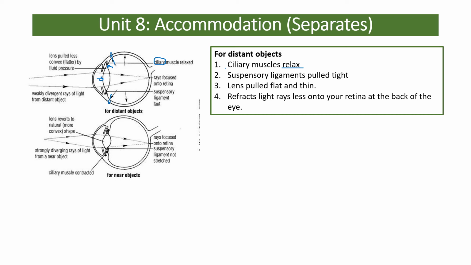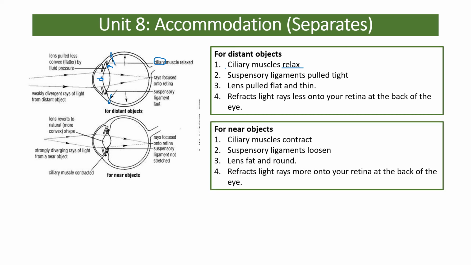That's where the light rays cross over. For near objects, the ciliary muscles contract, and what that does is it pulls the eye inwards at this point here. That means the suspensory ligaments are not pulled, the lens gets fatter and rounder, and therefore the light then hits the back of the eye so you can still see clear objects. And you need to learn those points, particularly for higher tier, in separate science.